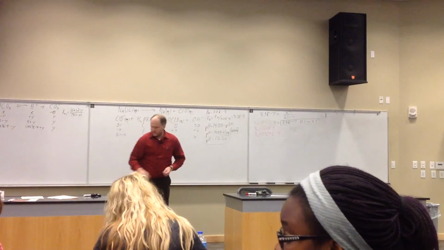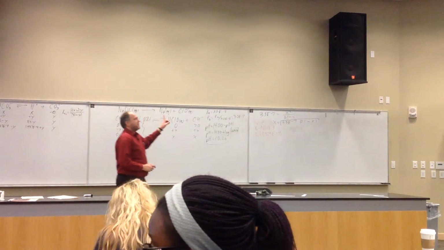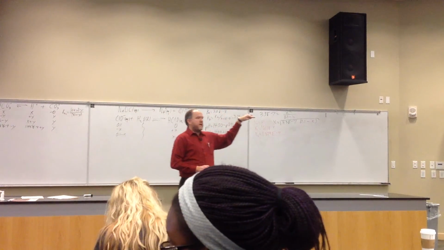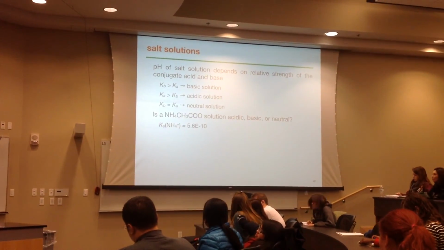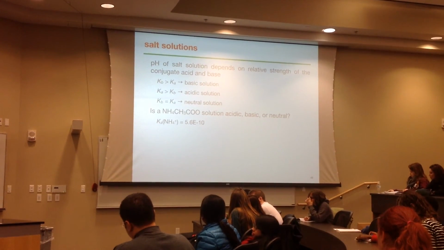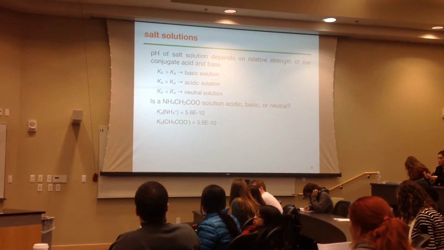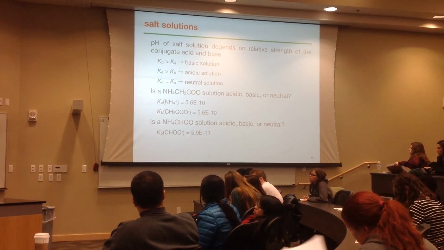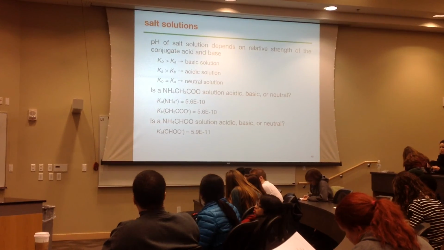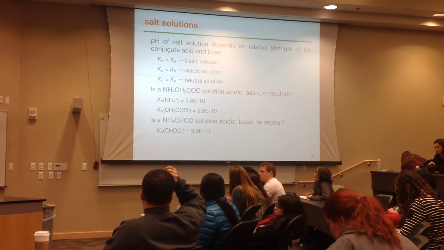All right. One of the last things I want to discuss depends upon the relative strength of the conjugate acid or base. If Kb is stronger than Ka, it's basic. If Ka is stronger than Kb, it's acidic. If they're equal, it's neutral. So my sodium acetate problem. Ka for ammonium is 5.6, Kb is 5.6, both times 10 to the minus 10. So sodium acetate happens to be a neutral solution. But sodium formate is going to be acidic. Sorry, basic. Sorry, ammonium formate is going to be basic.